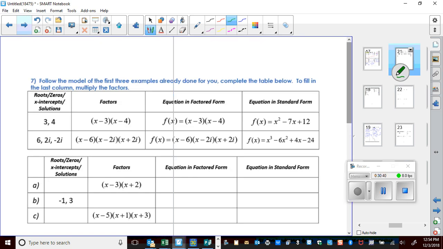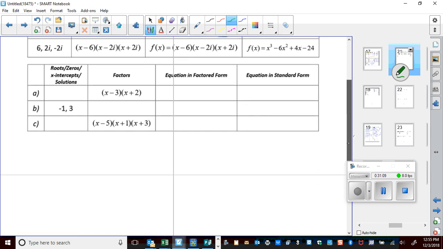Number 7, I'm not going to do it for you. This is part of your homework. It says follow the model of first 3 examples already done for you. Complete the table below. To fill in the last column, multiply the factors. Things you should know how to do. These are my solutions. These are my zeros. That means there's 2 real roots. This is a quadratic. This is a 2nd-degree polynomial. The only thing I'm worried about is when you multiply this in order to get the standard form.